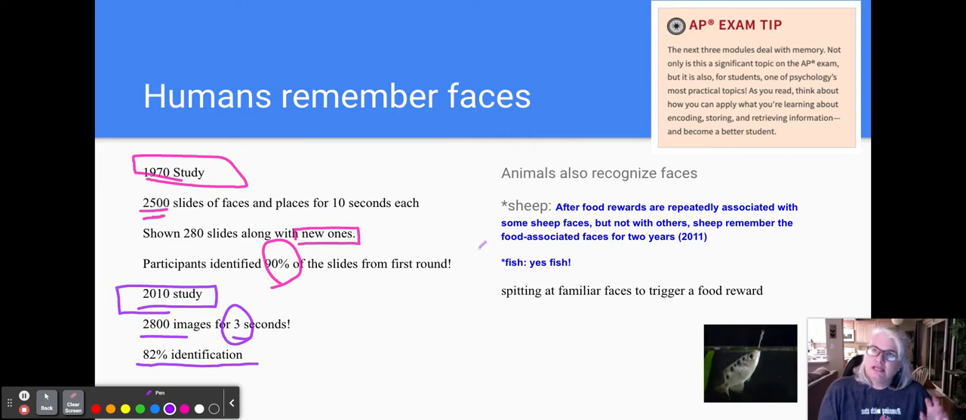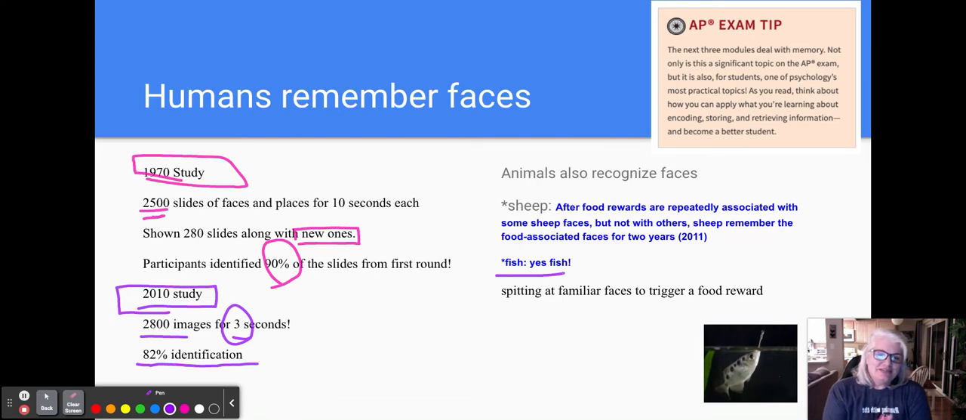I also want you to consider the next time you're looking through a crowd, looking for someone, I want you to think about the amount of processing that is occurring in your brain as you look at each face to determine if it's the person you're looking for. It is just, I think, astounding what our brain can do. Sheep are able to recognize faces, and even fish can recognize faces. I think this is cool.